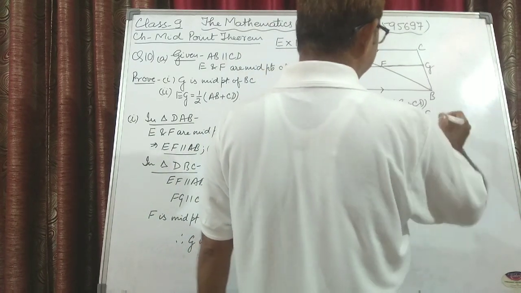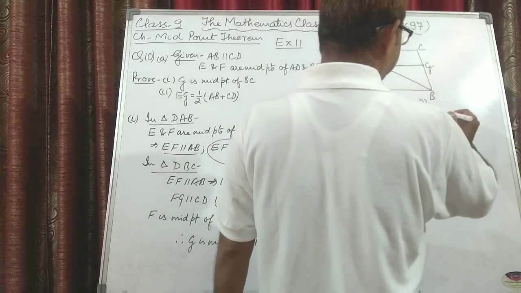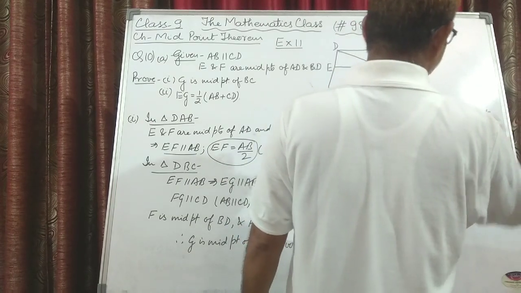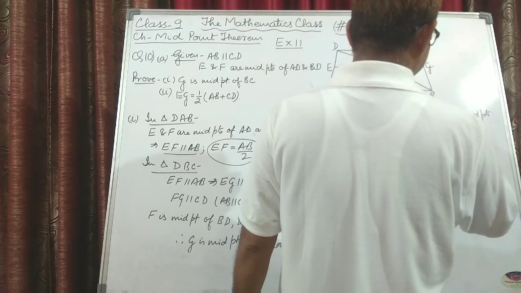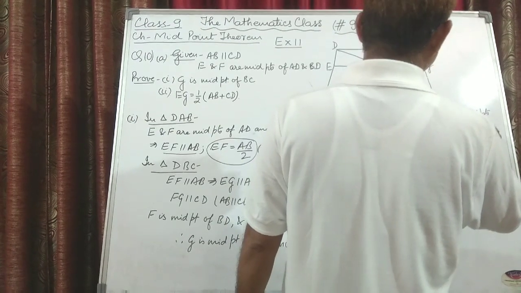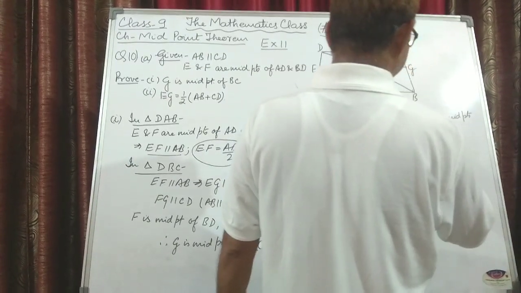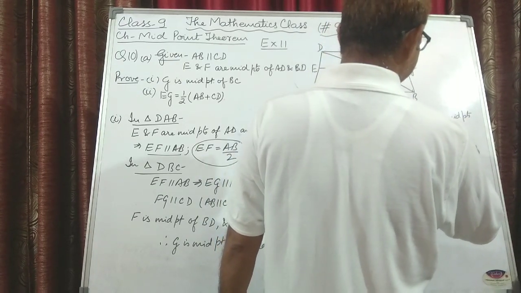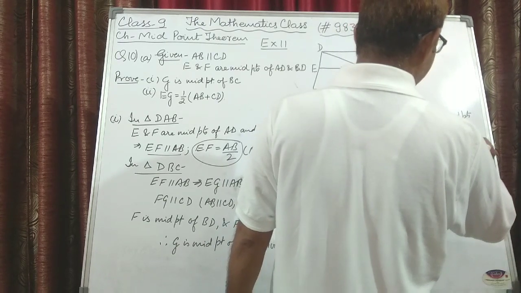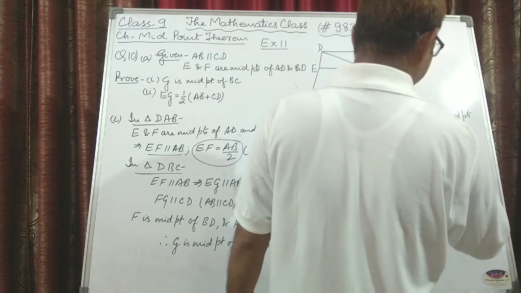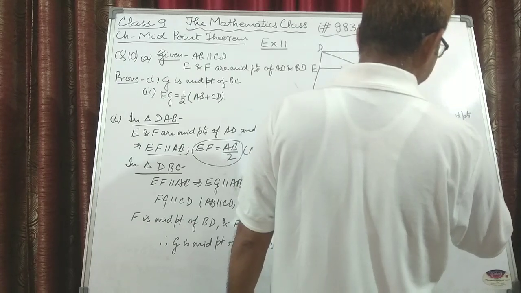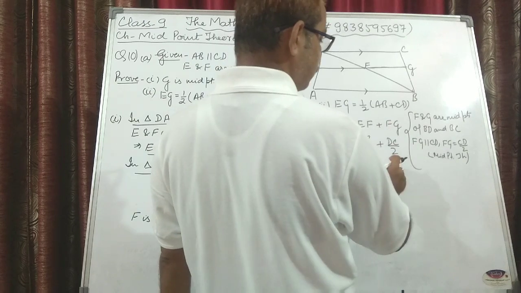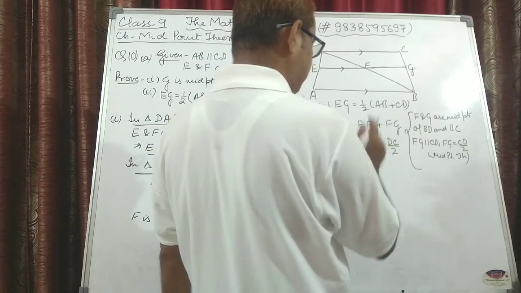I am writing here because F and G are midpoints of BD and BC. Therefore, FG is parallel to CD and FG is equal to half of CD, by the midpoint theorem. So FG is CD upon 2 and EF is AB upon 2.